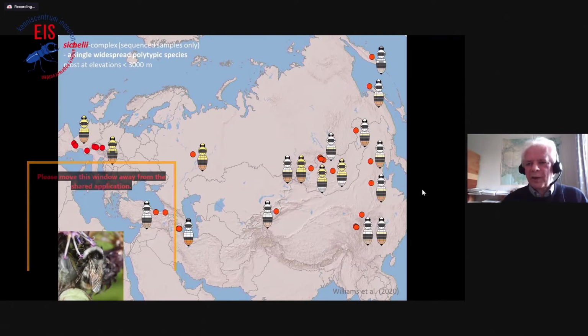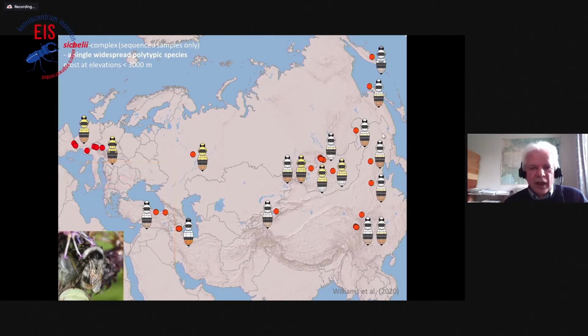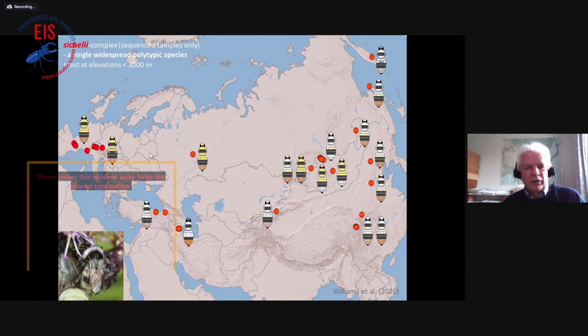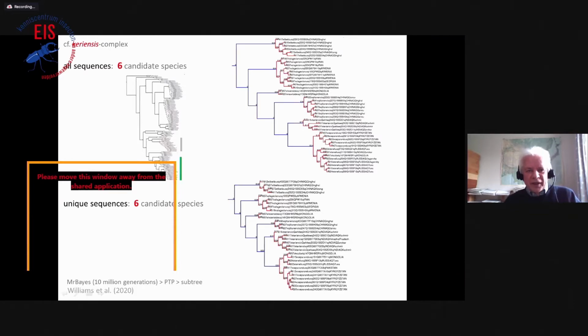Okay, so the consequence of this, if we look at where those samples that we use to build that tree are across Europe and Asia, these are the locations of those gene samples. And you can see that we've got lots of bees with yellow bands, bees with white bands, bees with red tails, bees with pink tails, bees with white tails, all sorts of variation. And all apparently, according to this genetic evidence, parts of one species. But this isn't the case with all of the groups in these trees.